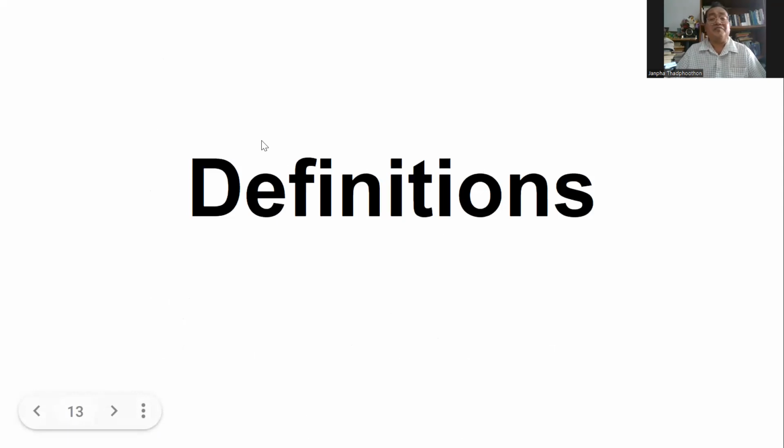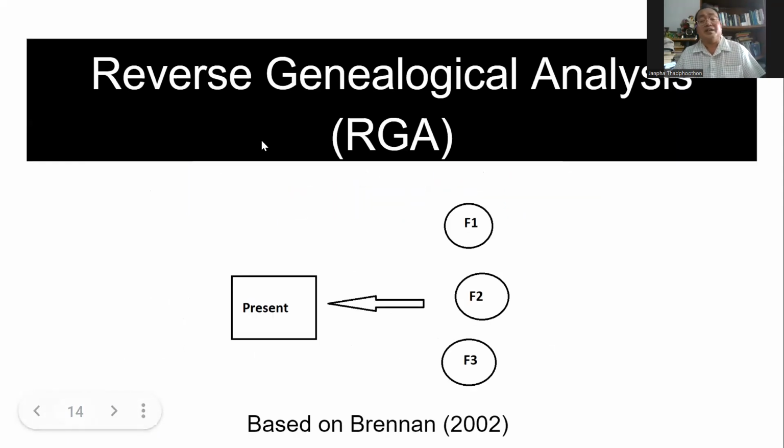Now, moving on to the definitions. As I said, reverse genealogical analysis is the way of understanding the present by looking at the future, our predictions. Of course, the very idea of reversing the genealogy is the idea proposed by Maria Brennan in 2002. I was lucky to know her, actually.